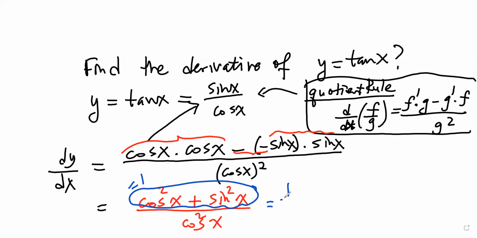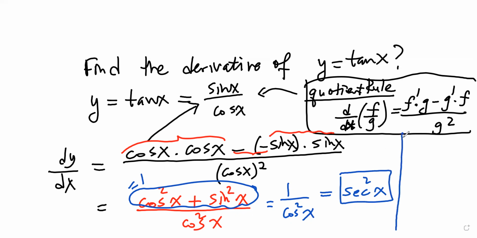So therefore we'll have 1 over cosine squared x. And 1 over cosine is another identity, which is secant. So therefore this is secant squared x. So overall, now we know that the derivative of tangent x is secant squared x.